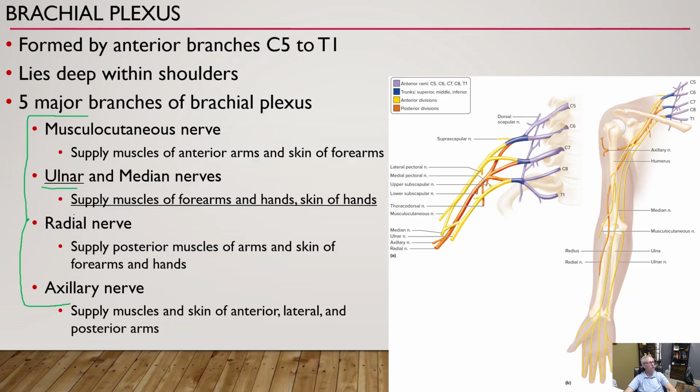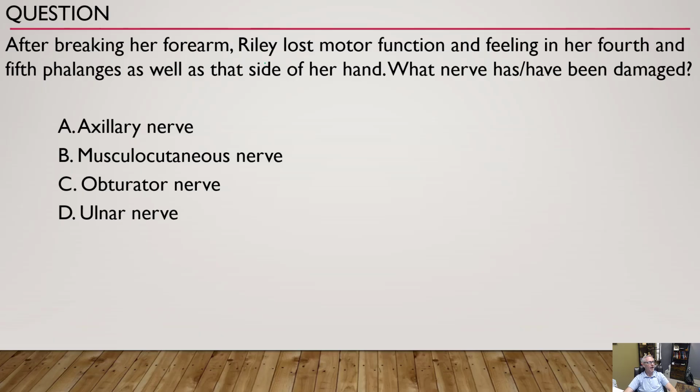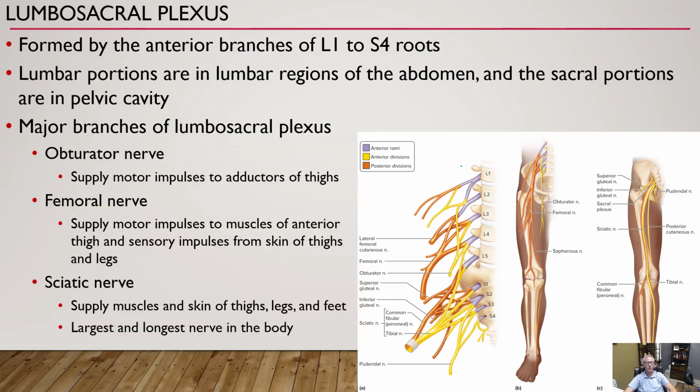And you're going to need to know that your ulnar nerve supplies the muscles of the forearm, hands, and the skin of the hands. So remember the ulnar nerve. After breaking her forearm, Riley lost motor function and feeling in her fourth and fifth phalanges, as well as that side of her hand. What nerve has she damaged? I just told you the answer. That's your ulnar nerve. That's the only one you're going to have to remember.